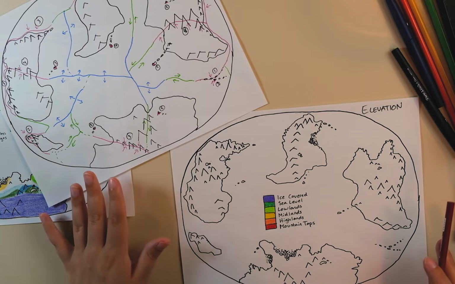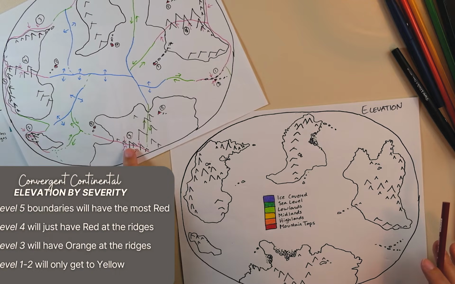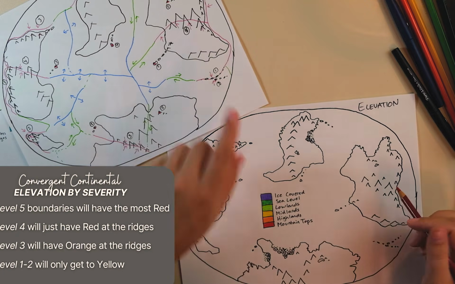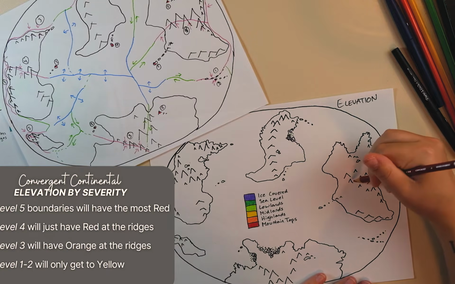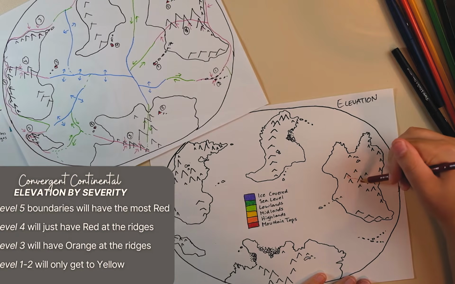So we're going to start with convergent continental boundaries, which are going to be like this mountain range and this mountain range here. Level 5 boundaries will have the most red, which, let's see, I have a 4, a 3, and a 4, so I won't have any of those. Level 4 will have red just at the ridges. So here is going to be red along the ridges. I do have this a little bit wider, so I am going to treat it sort of like a 4.5.